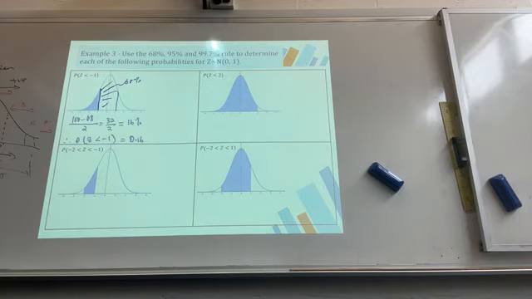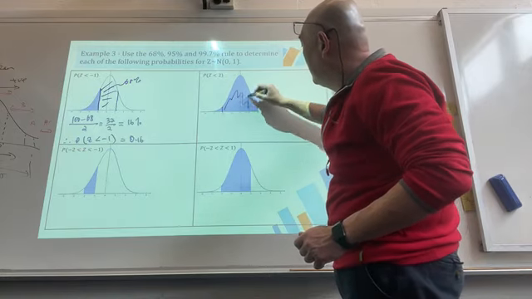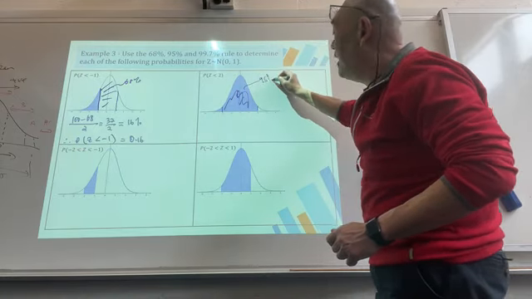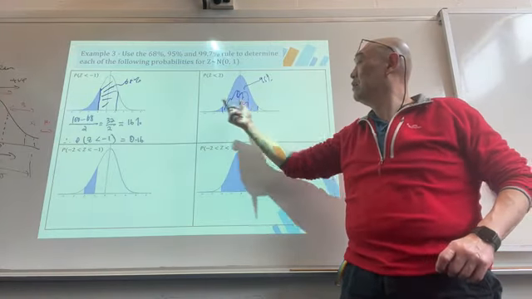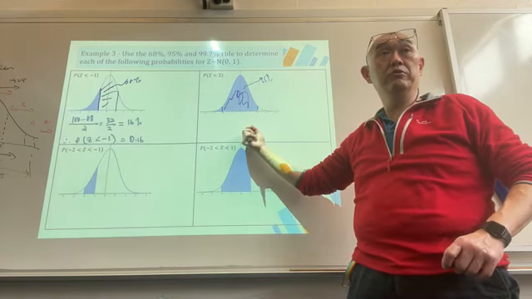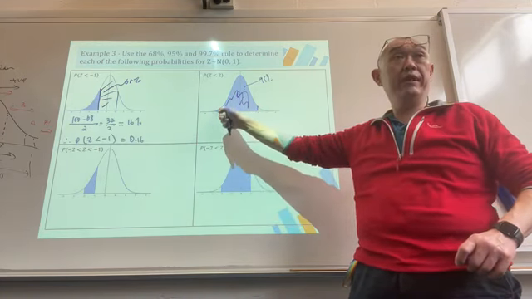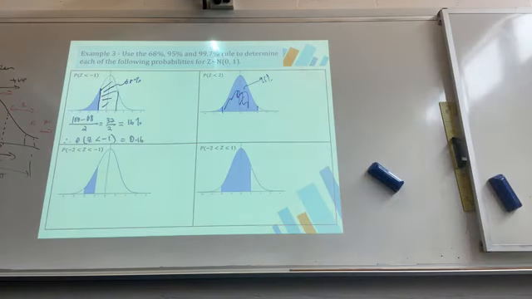Alright, if this is less than 2, between here and here, that is 95%, correct? So it's 95% plus (100 take away 95%) divided by 2, because you are adding that area in. It's 97.5%, so 0.975. So the next one, can you try the next two?